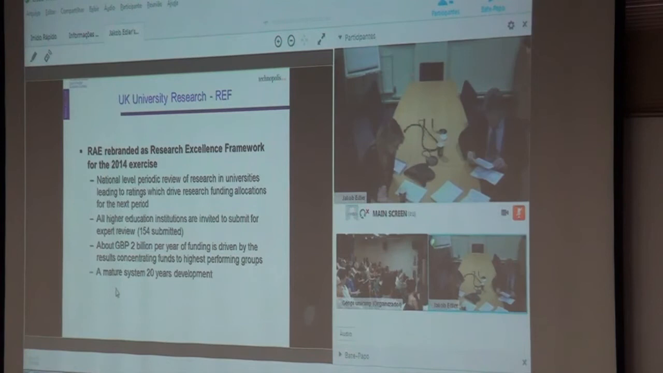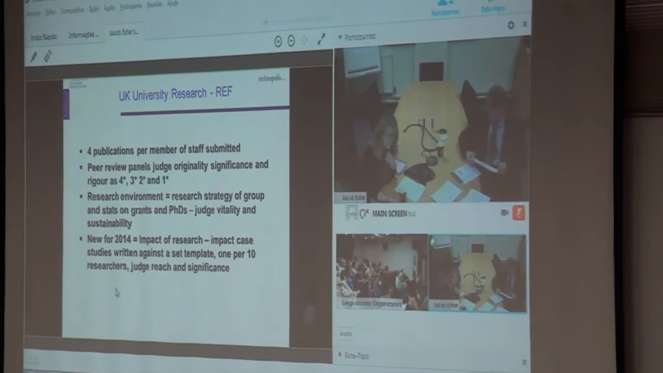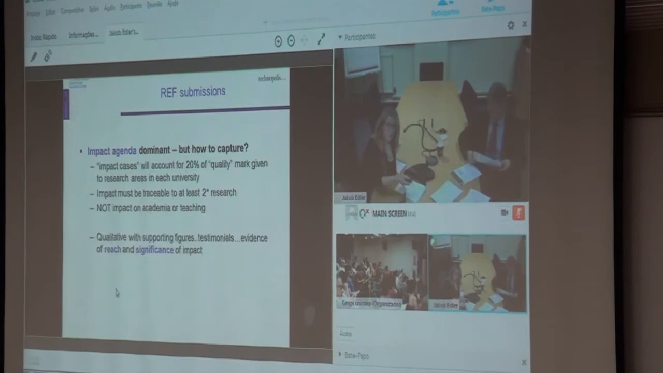And the universities were asked to prepare little case studies of the impact of their research. And I have to say this caused a lot of activity within the universities in preparing these. So this is quite an interesting development.